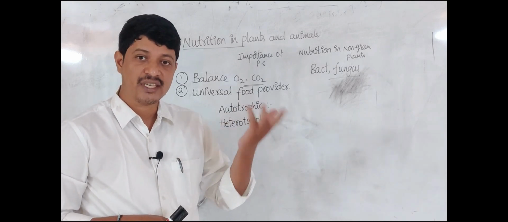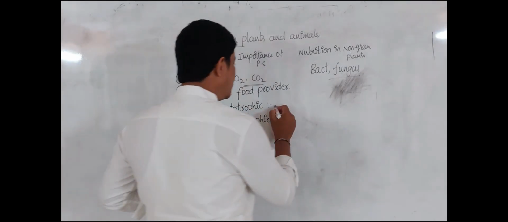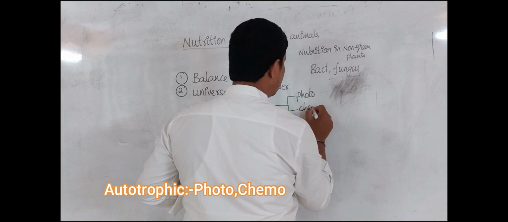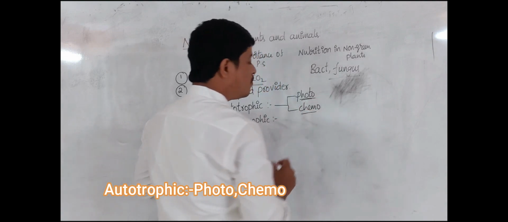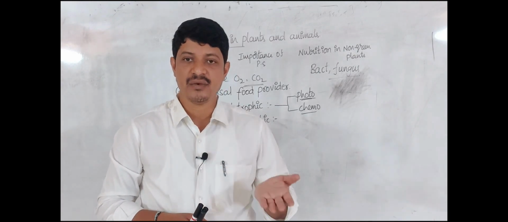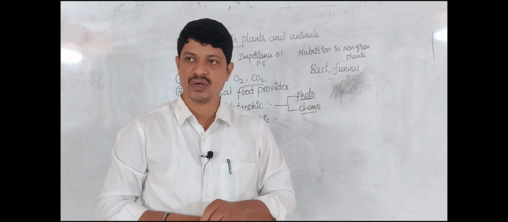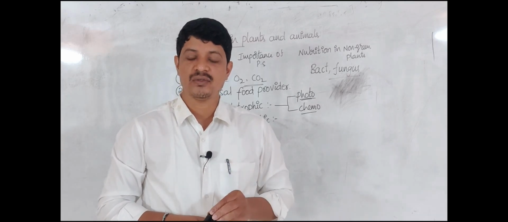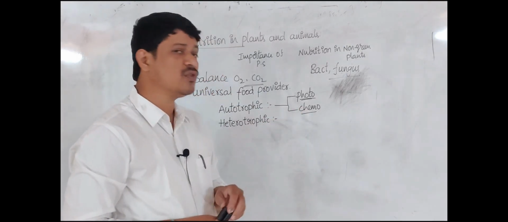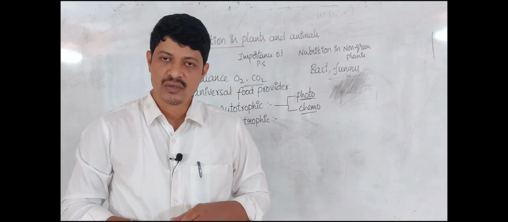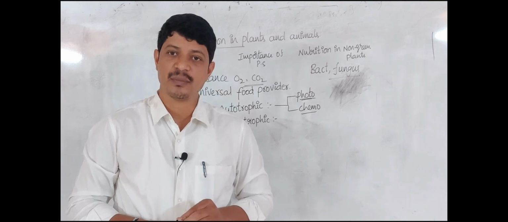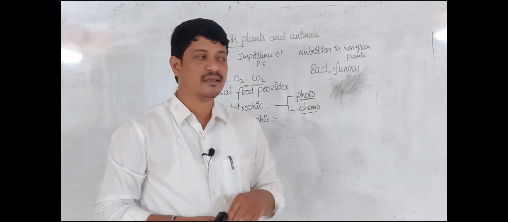Autotrophs are divided into two types: photoautotrophs and chemoautotrophs. Those autotrophs which prepare their own food particles in the presence of sunlight are photoautotrophs. And chemoautotrophs prepare their own food particles in the presence of some chemicals. Those are chemoautotrophs.